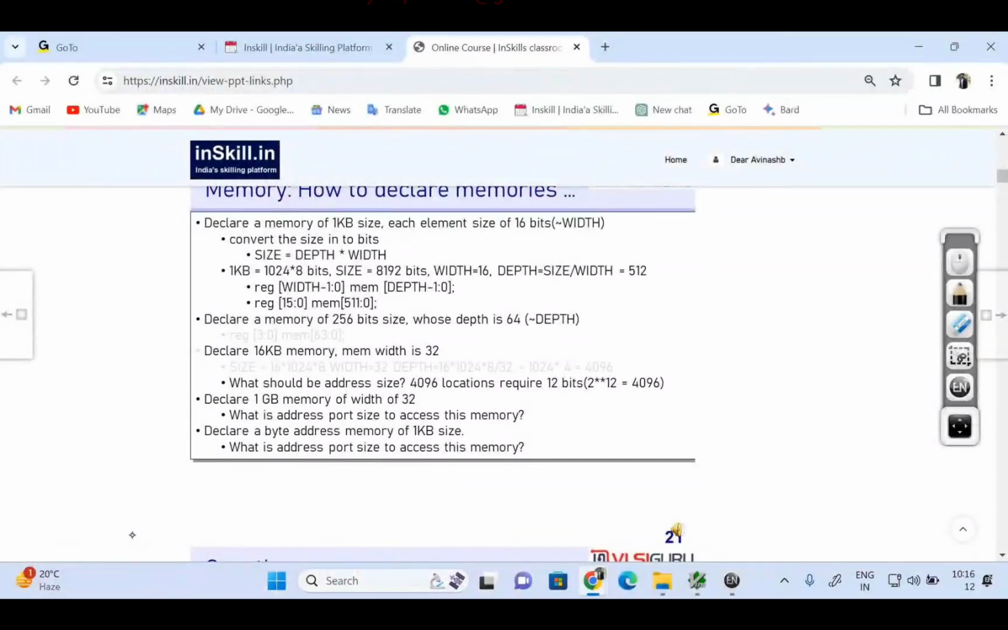Now you can see, declare a 16 kilobytes memory with the width of 32. What is 16 kilobytes? 16 into kilobytes. How to convert this into bits? 16 into 1024 into 8. And the width given is 32. Now what is the depth? 4092. What is the address width for this? Is it 5? No.